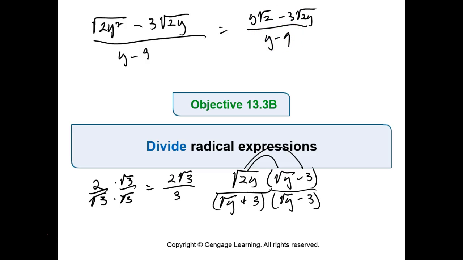Can't do anything else that I can see. Okay? Let's see how the book wrote their answer. They put the y root 2, good for them, minus 3 square root of 2y over y minus 9. They got it right this time. Okay. Yes?